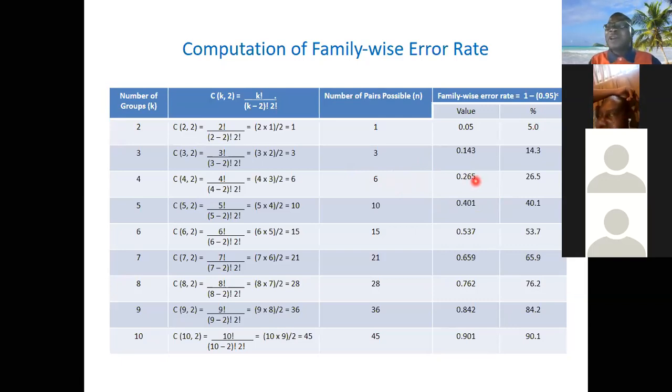And your family-wise error will be 26.5%. That is 0.95 raised to power 6. You now remove it from 1, it will give you 0.265, 26.5%. That's why your probability of making error has increased. That is the probability of you finding a difference when there's no difference. You carry out 6 tests, something will be different.